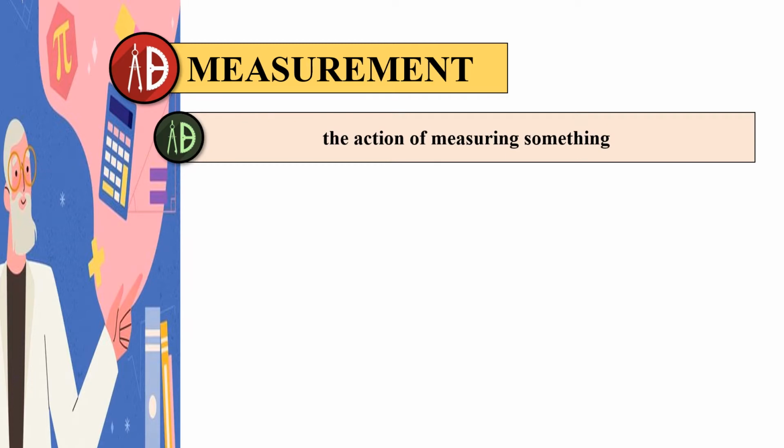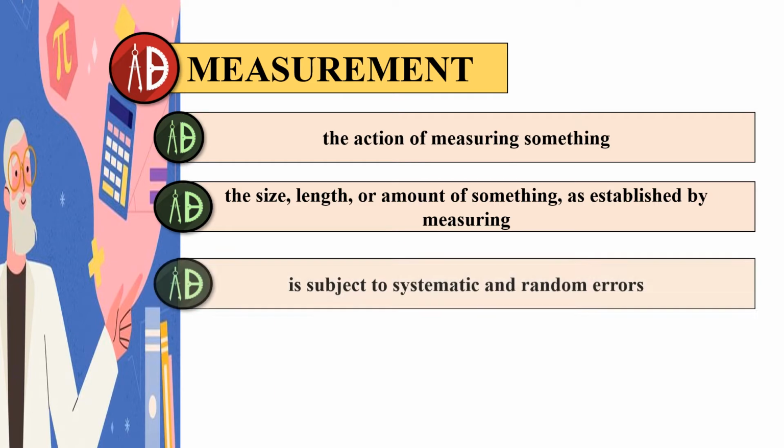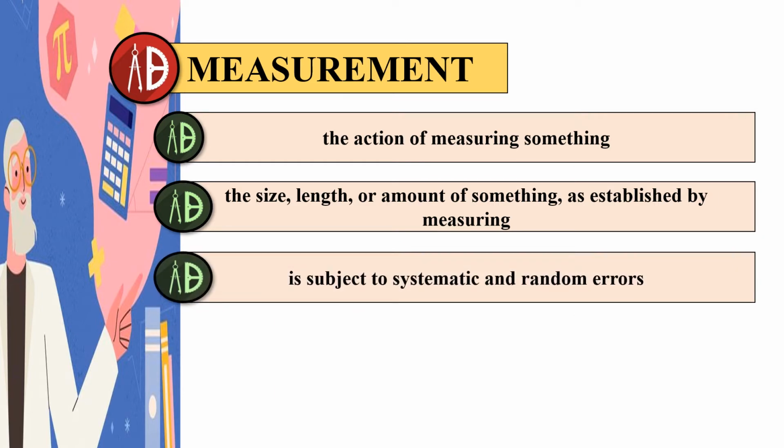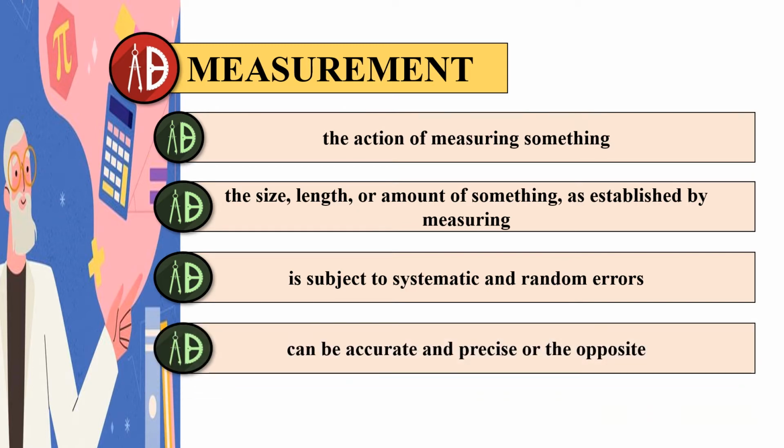Measurement is the action of measuring something. It is the size, length, or amount of something as established by measuring. It is subject to either systematic or random error. Measurement can be accurate and precise or the opposite. For us to be able to understand better each of these definitions, we will expand them in the next slides.